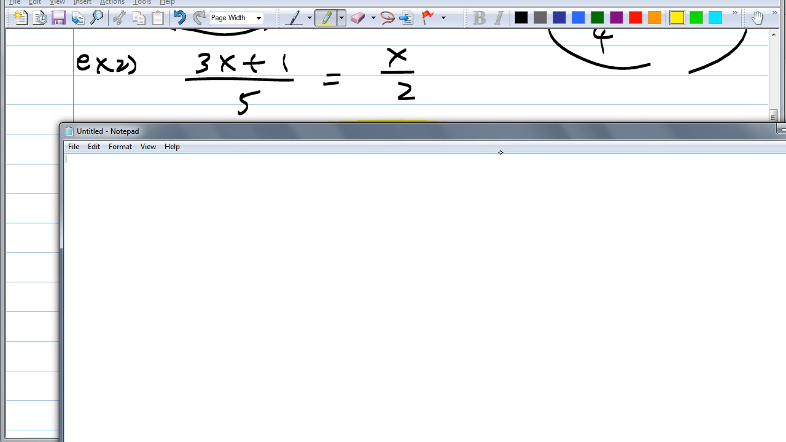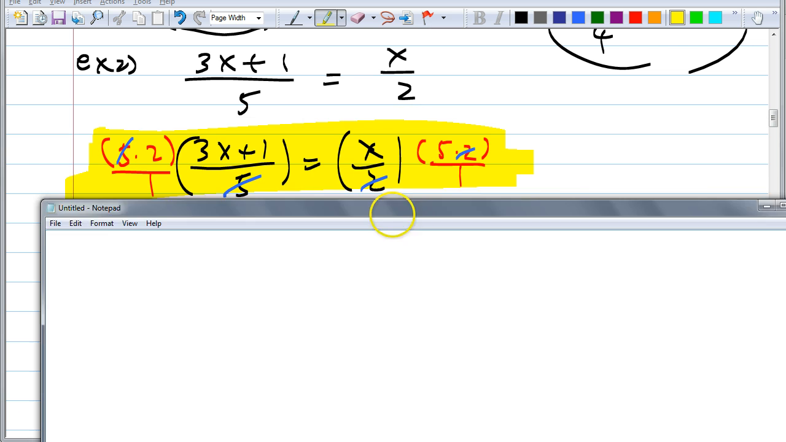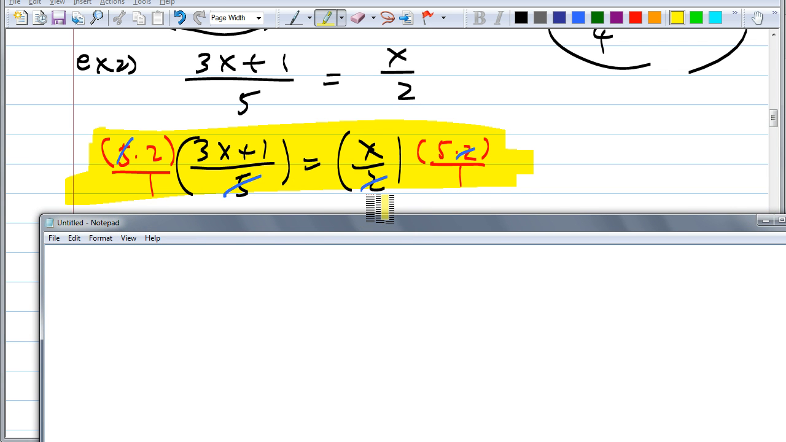I wrote down 6x plus 2 equals 5x. Oh, you actually multiply that. But yeah, you get 2 times 3x plus 1 equals 5 times x, right? And here I show the work. Is that okay? Is this a good thing to see? Yeah, you should know this is what's going on, right?